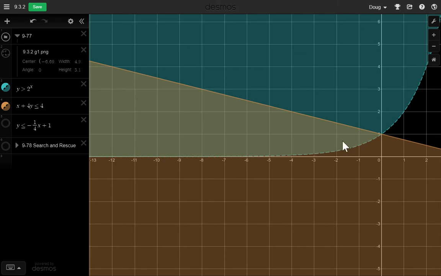So it looks to me like the smallest x value that would work would have to be negative 1. And the reason why is I can't plug in 0 as the smallest x value, because although it would work for this line, and everything below it, it is not in the solution set for this curved one, because y's greater than 2 to the x doesn't include the boundary. So my smallest x value that has a solution would be negative 1, and then the y would go with that.